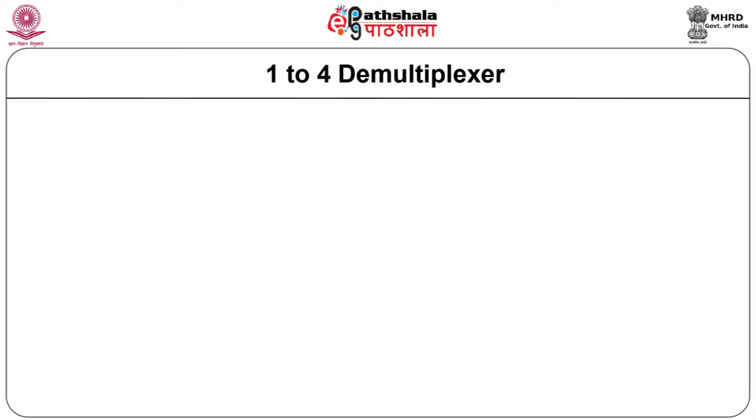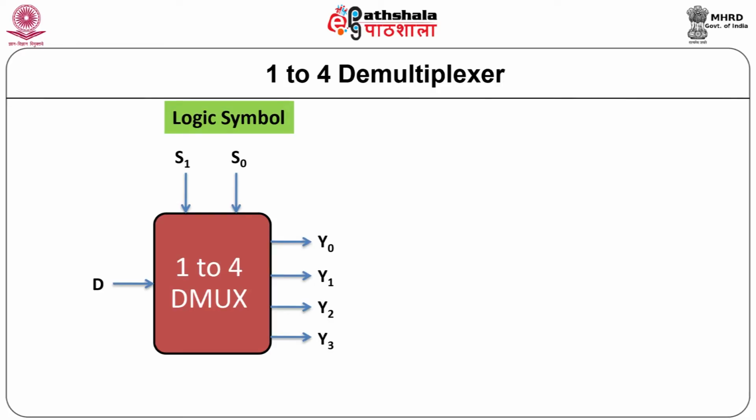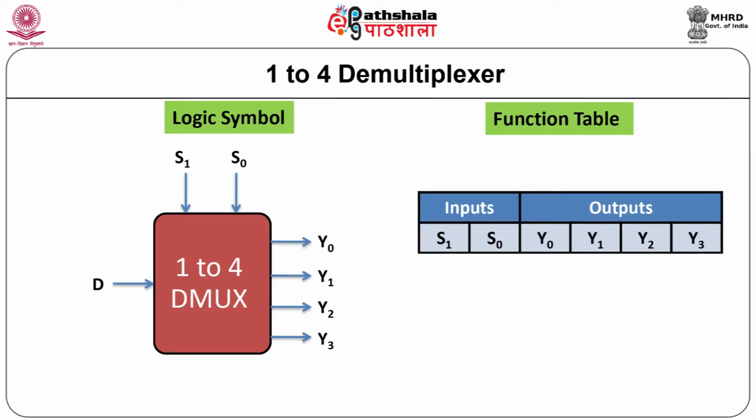Let us now consider the example of 1 to 4 demultiplexer. A 1 to 4 demultiplexer, as usual, has a single data input, but there are 2 select lines, thereby we can get 4 outputs. These outputs are Y0, Y1, Y2 and Y3. Depending upon the inputs, the output Y would be selected.